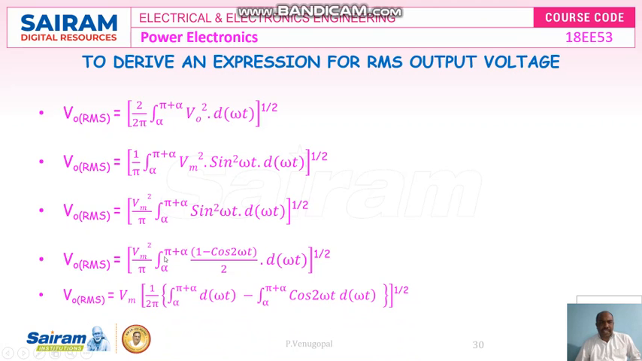And split this integration. You will get Vm, since the square root of Vm square is Vm, into 1 by 2 pi. You can take 2 outside. Then you will get Vm into 1 by 2 pi, integration of alpha to pi plus alpha d of omega t minus integration of alpha to pi plus alpha cos 2 omega t d omega t, all to the power 1 by 2. So integration of d omega t is omega t. This omega t is ranging from alpha to pi plus alpha.